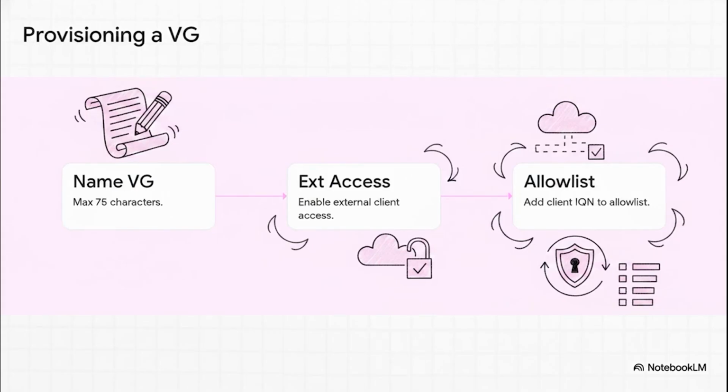When you're actually provisioning a volume group, the workflow is actually quite elegant. First, you name the group, keeping that strict 75-character limit in mind, of course. Second, if you are serving the storage to a machine outside your immediate cluster, you check the box to enable external client access. And third, you lock down security by adding the client's IQN to the allow list. Think of this allow list as a strict gatekeeper at the storage fabric level. If an initiator tries to connect and its IQN isn't on that list, the storage fabric just silently drops the traffic. It tells AOS exactly who is permitted to talk to these VDisks.